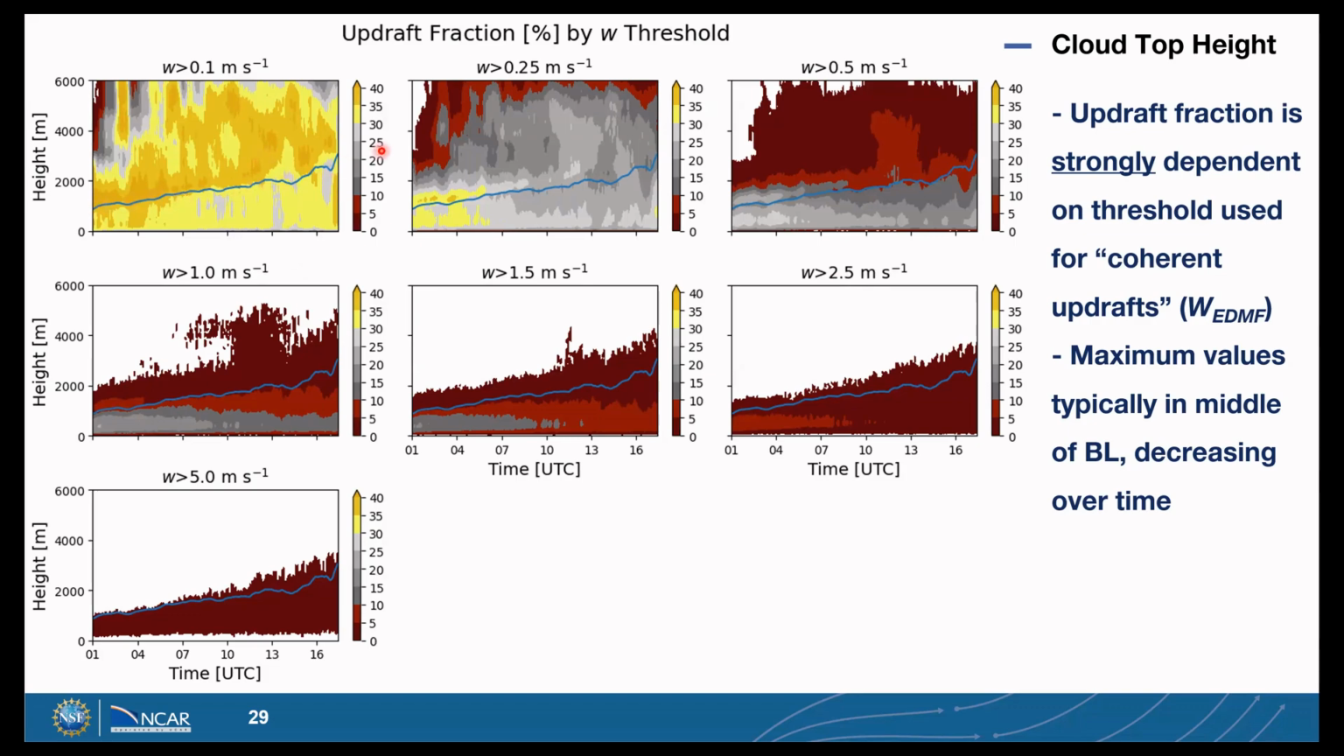So the solid line here is just the cloud top height to give you some idea of where the boundary layer roughly is. So the updraft fraction in the boundary layer at these really small thresholds is on the order of about 30 to maybe 35%. And as you go up, of course, it decreases. And updraft fraction is strongly dependent on the threshold that we use.